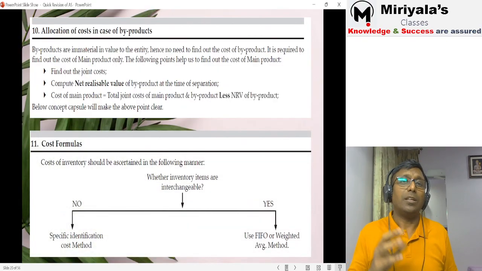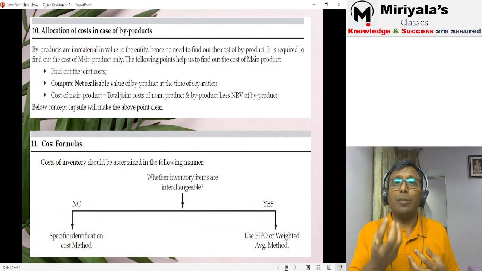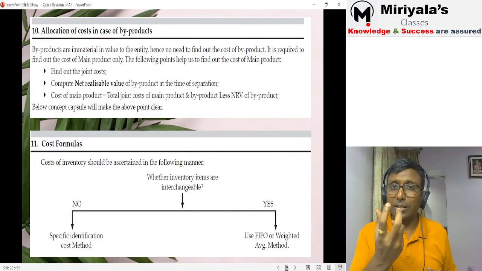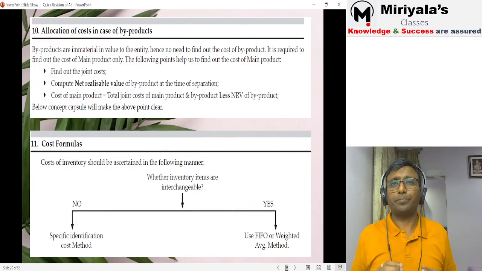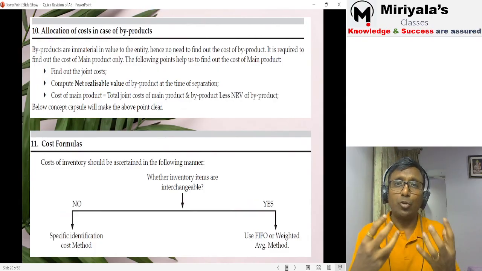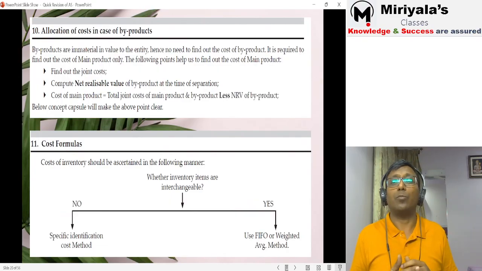Okay, right. Then the cost formula is one more. How do you determine cost? Before you decide the cost formula, check whether the items are interchangeable. If you are making some item which is specific to each person, different, order based, then under that circumstance LIFO, FIFO and all will not work. So the specific identification method is supposed to be followed.